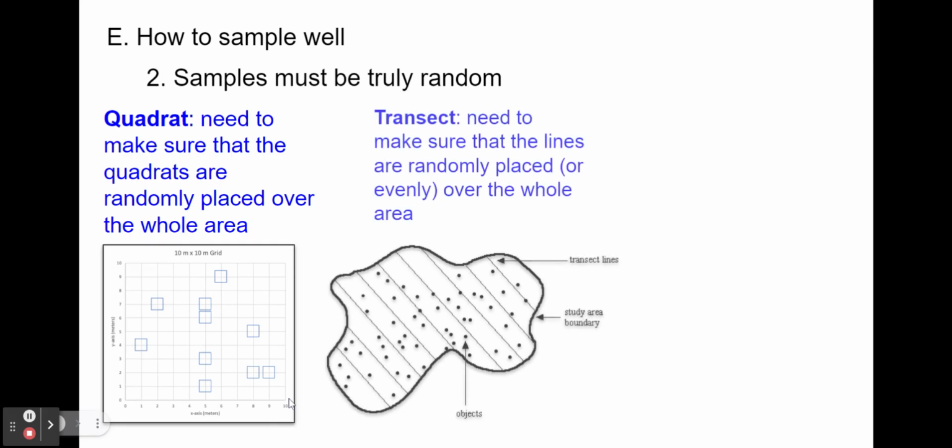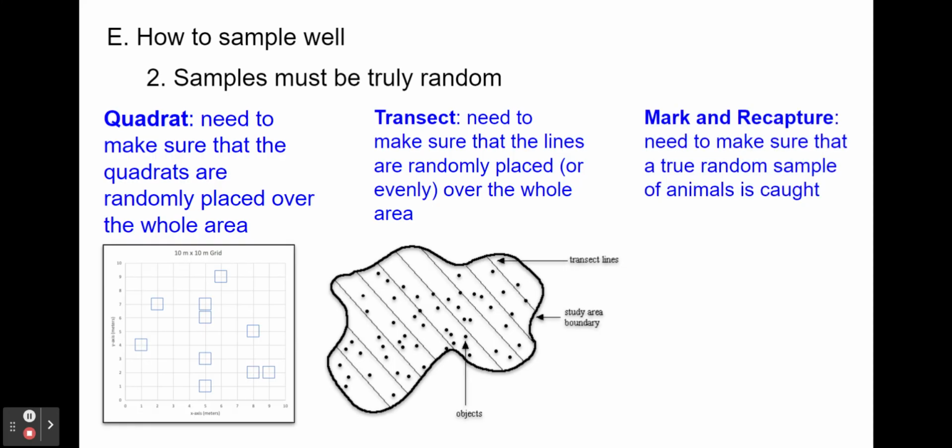our quadrats. In transect sampling, we need to make sure that the lines are evenly placed or randomly placed over the whole area. They should all be parallel, and as long as they're either evenly placed or randomly placed, that will be a representative sample. In mark and recapture sampling, we just need to make sure that a true random sample of animals is caught.